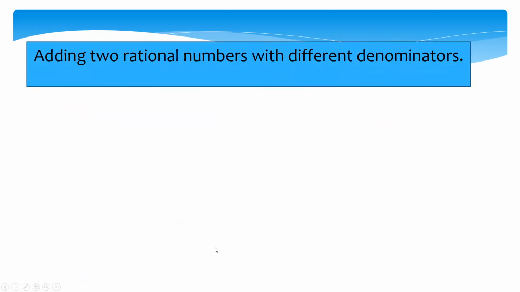Second one, I have here addition of rational numbers with different denominators. First I took the same denominator. The same denominator is very easy. I took it before. How do I add two rational numbers with different denominators? What can I do?